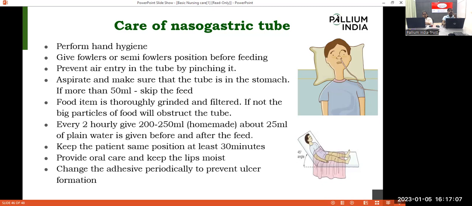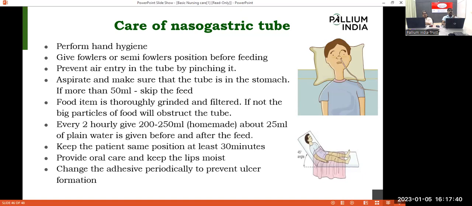Generally, feeding is given every 2 hours, 200 to 250 ml. But in our setting, for end of life care or terminally ill patients, just for maintaining the quality of the patient, we recommend 150 to 200 ml, including flushing water and the food content, once in 2 hours. We are making them do it like that only.